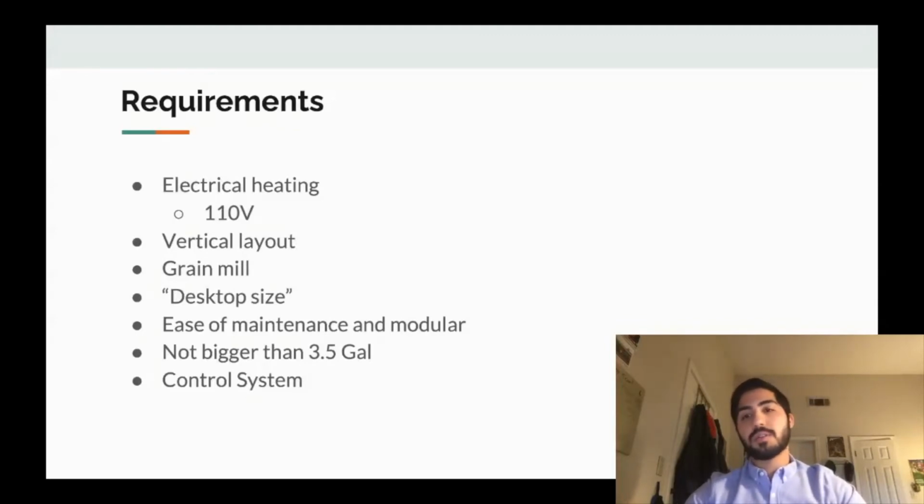The focus of the students is beer brewing, not the hardware itself. It cannot be bigger than 3.5 gallons, since that's too much and they would be wasting water and grains. And it must have a control system for the students to be able to manipulate all the systems that go into brewing beer.